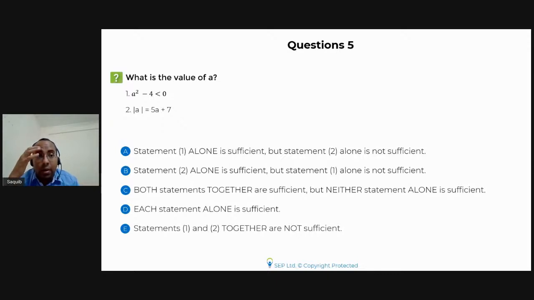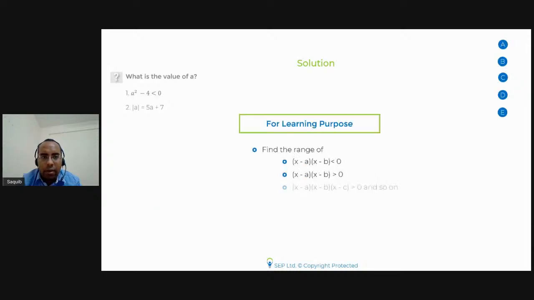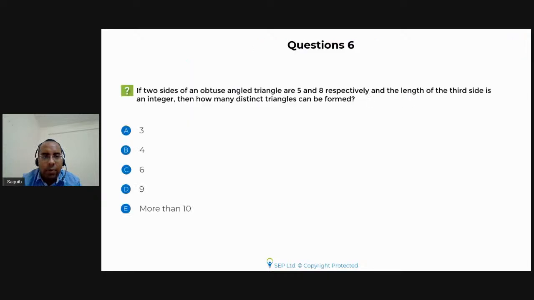Here's another question, guys, based on both quadratic inequality and modulus. Let's do one thing, guys. Let's skip this. We have a little less time, so I want to do another question. Somebody's asking about it. Let's try this one, guys. Let's try a geometry question.